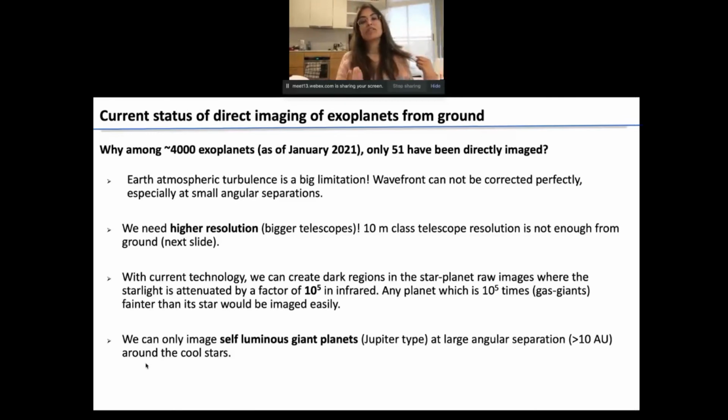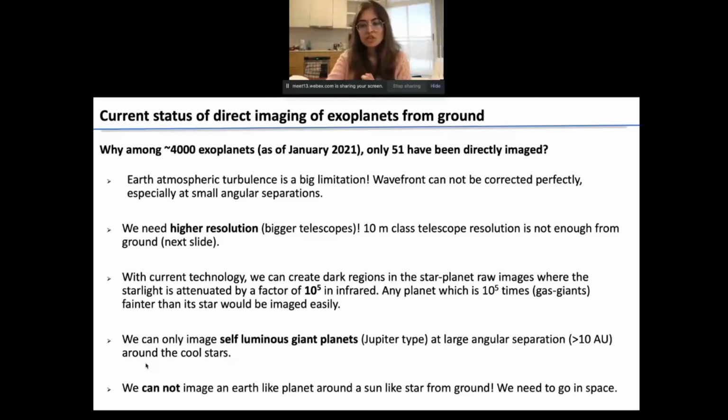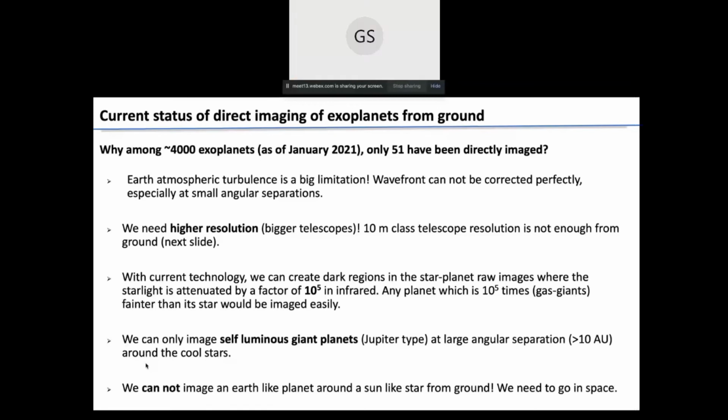We cannot image a terrestrial exoplanet from Earth. Forget about it; it's not happening because we don't have the technology. We don't have the eyes to actually see terrestrial planets because they are very faint, unlike gas giant planets which can emit their own light, so we can see them clearly. So with the current technology, we cannot image an Earth-like planet around a sun-like star.